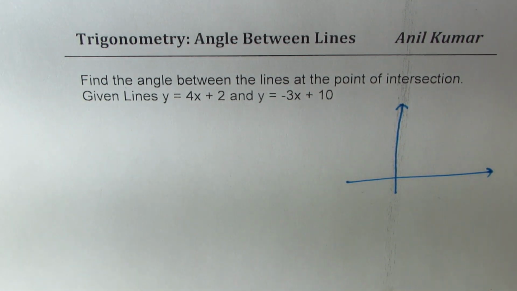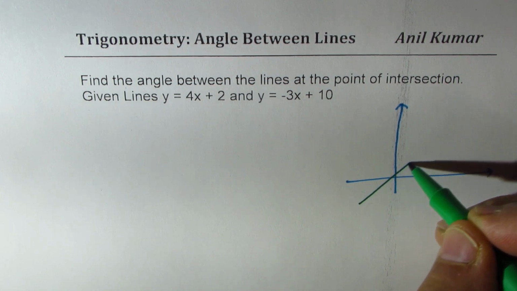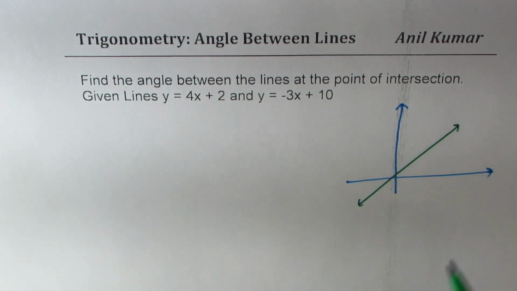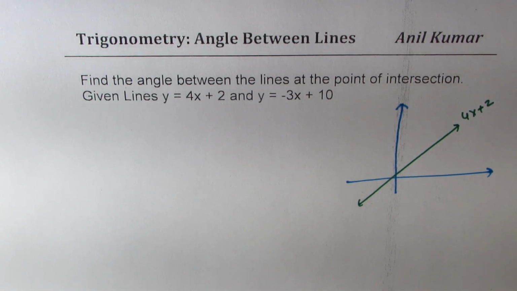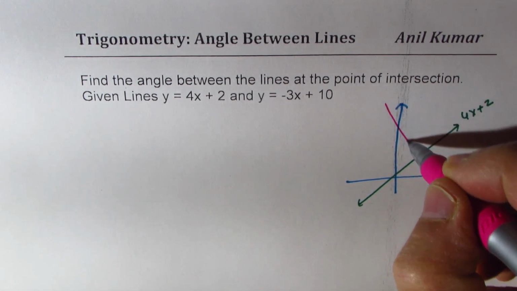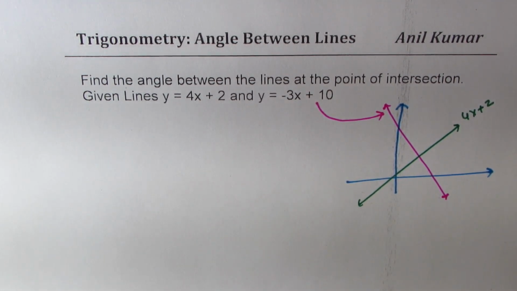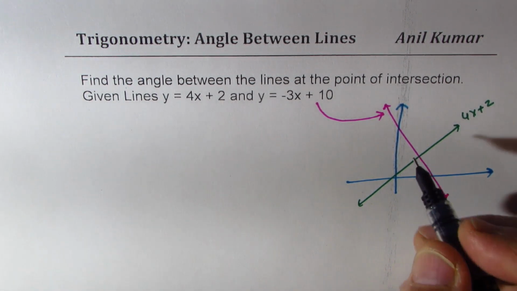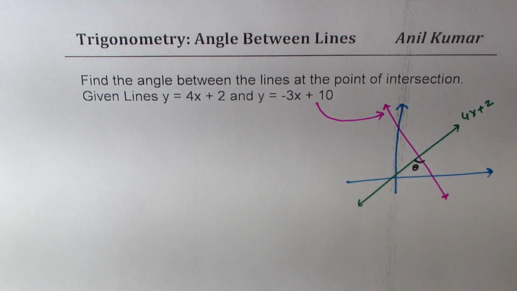So the first line here has a positive slope of 4 and y-intercept of 2. So it could be drawn something like this. Let us say this is the line 4x plus 2. The other line has a negative slope and a y-intercept of plus 10, so it will be dropping down kind of like this. Let's say this is the second line for us. What we really need to find is the angle of intersection between these two. Let's call this angle theta. How do we find this angle?